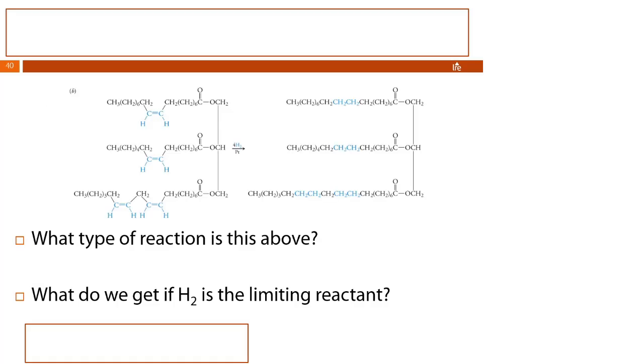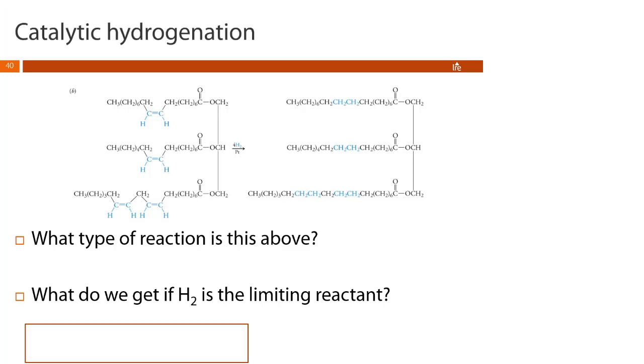Okay, one more reaction that you have seen earlier this semester. What type of reaction is this where we have hydrogen gas being added across double bonds in the presence of a metal catalyst? Go ahead and pause the video and see if you can come up with the name of this reaction. That's right, it is catalytic hydrogenation.